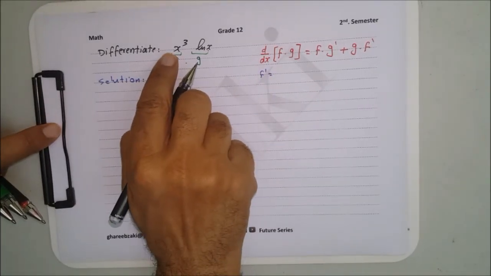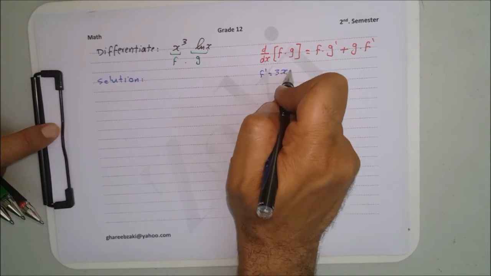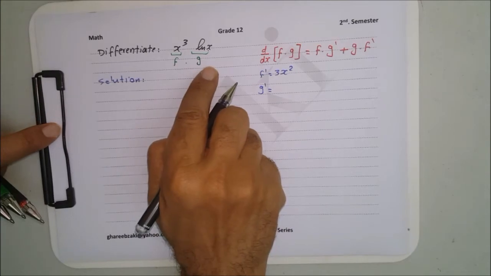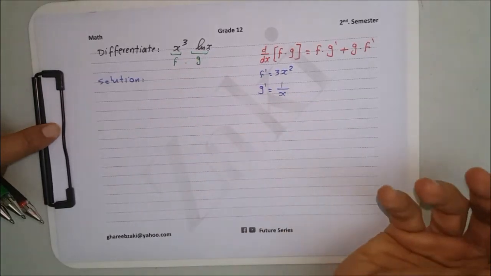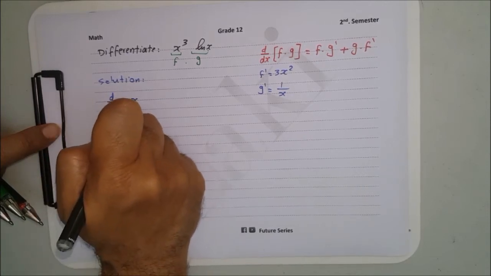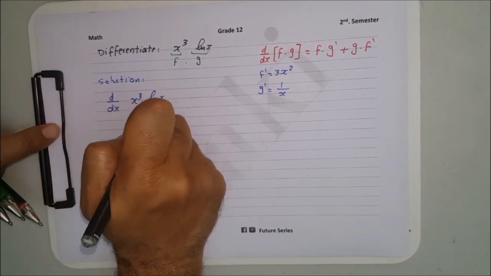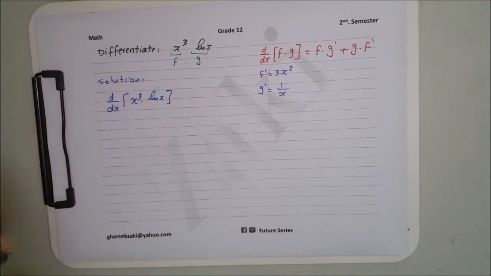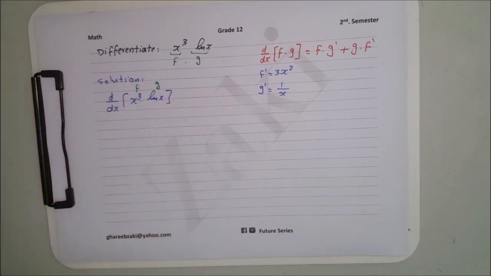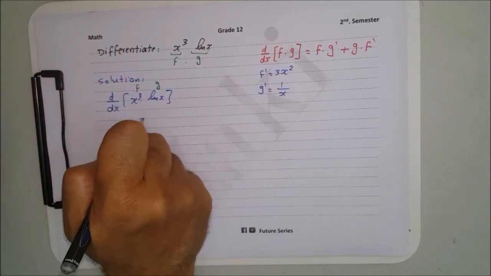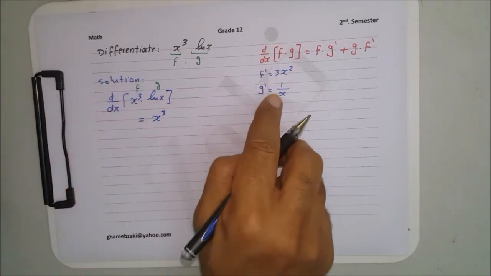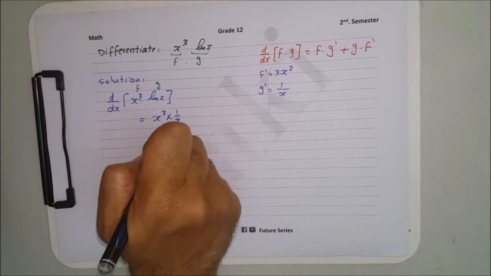The solution of this question is that this is f, so we find f dash, the derivative of the first, x cubed, it's 3x squared. We find g dash, the derivative of the second, ln x, it's 1 over x. Then we apply the rule. So d by dx of x cubed multiplied by ln x. Remember, the first one is f, the second one is g. So it is f g dash. F is x cubed, multiplied by g dash, 1 over x.